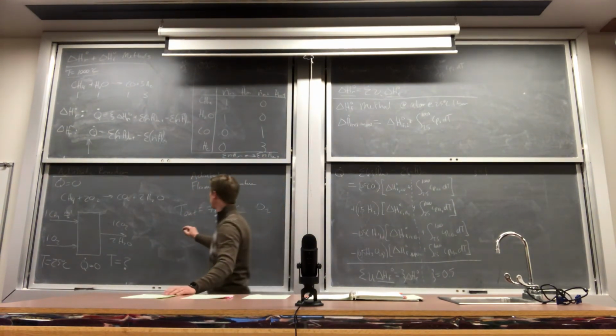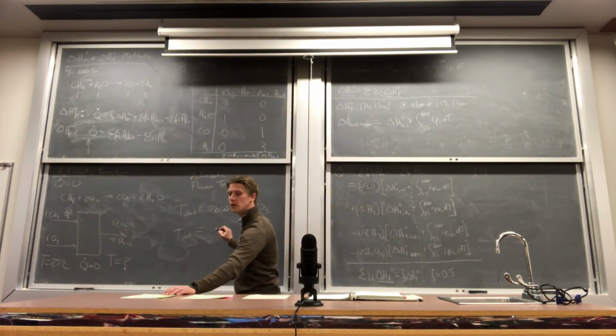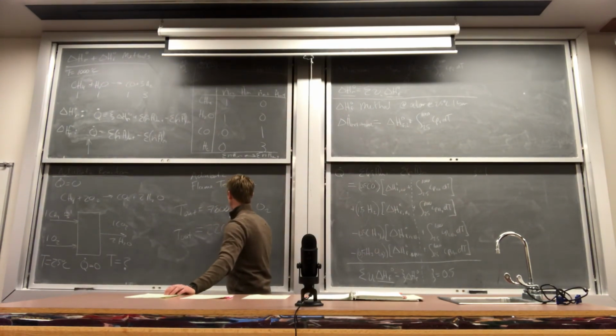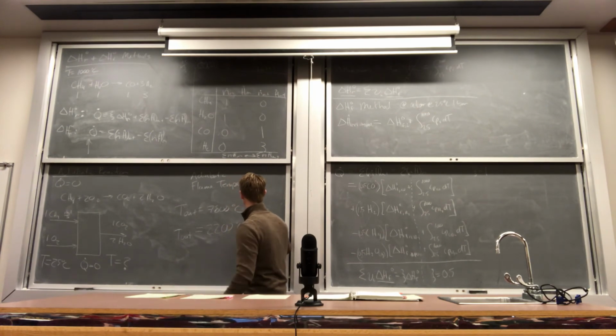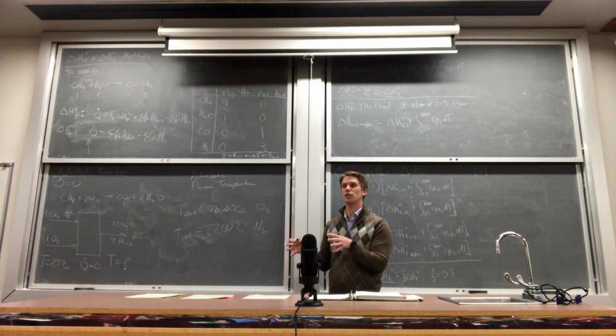Now if I were to repeat this in air, would it be higher or lower? Lower. How much lower? 5,000. 80%. That's a lot lower. It's 2,200. So these things get really, really hot. There's a lot of energy stored in chemical bonds.